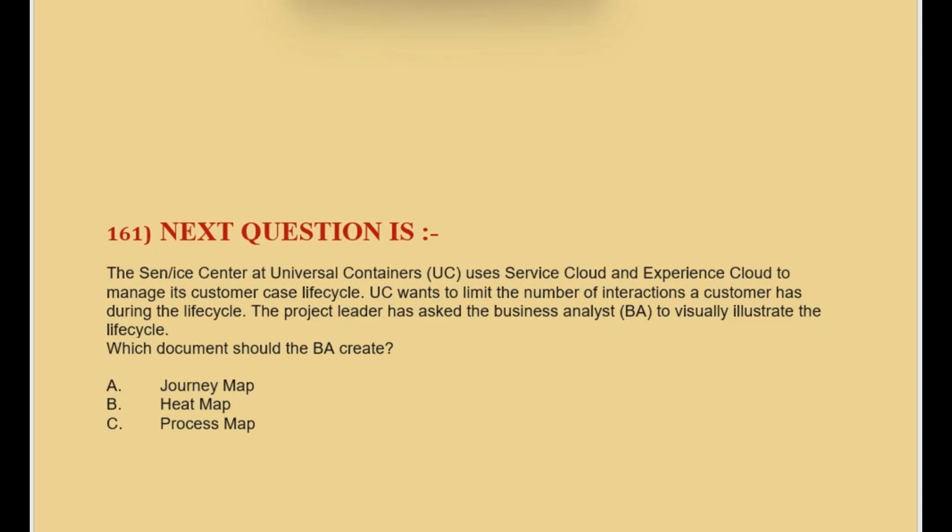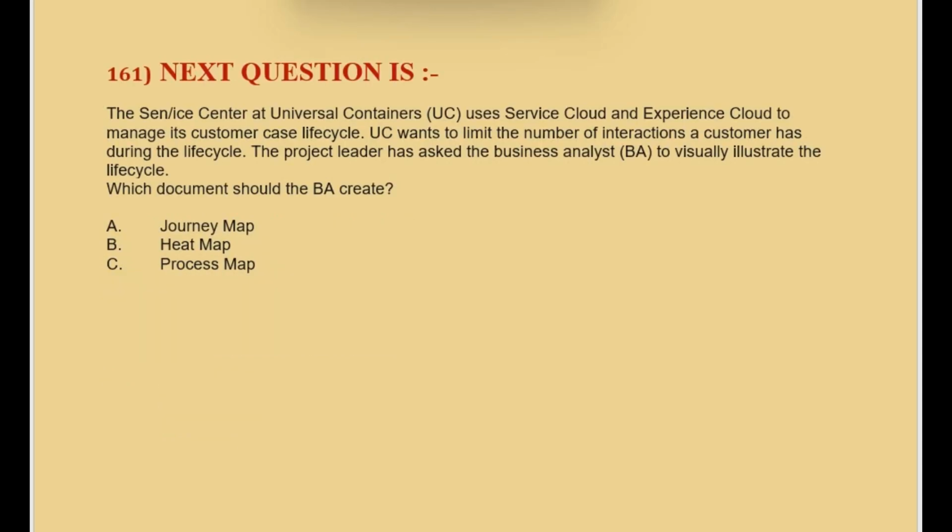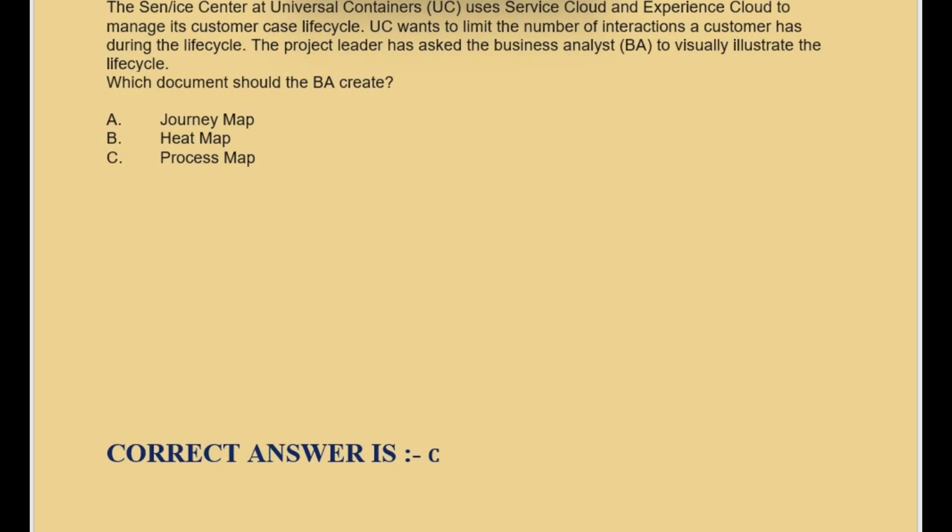Question is, License Center at Universal Containers (UC) uses Service Cloud and Experience Cloud to manage its customers' case lifecycle. UC wants to limit the number of interactions a customer has during the life cycle. The project leader has asked the business analyst (BA) to visually illustrate the life cycle. Which document should the BA create? Option A, journey map. Option B, heat map. Option C, process map. Correct answer is option C.